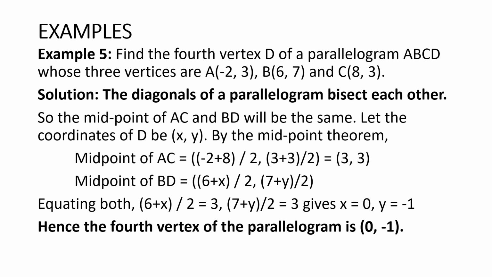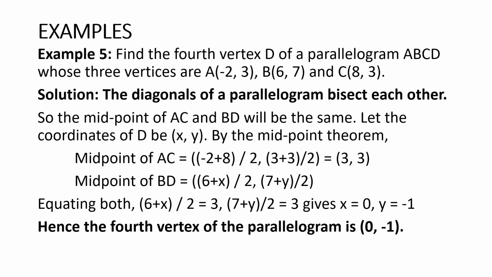Now let the coordinates of D be (x, y). By the midpoint theorem, the midpoint of AC and BD will be the same. To find the midpoint of AC, the formula is (x1 plus x2) by 2, (y1 plus y2) by 2. So use the coordinates of A and C and find the midpoint of AC, which we get as (3, 3). That will be the same as the midpoint of BD.